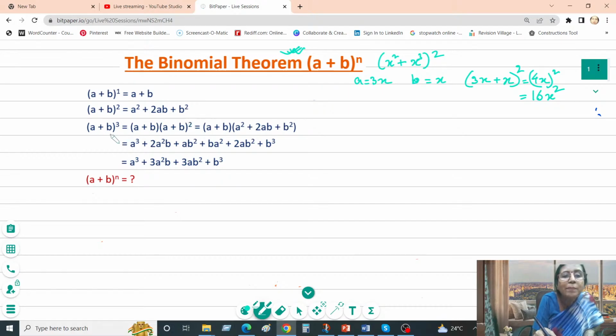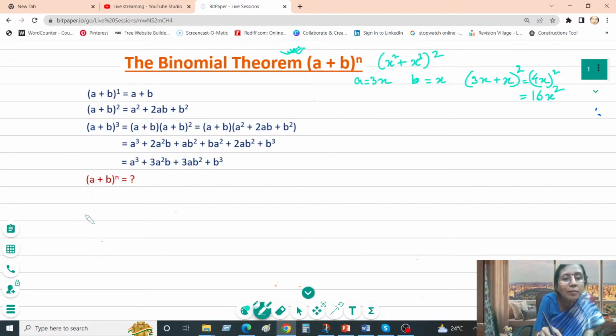When a plus b is raised to the power of 3, that means the n value is 3. You see the number of terms that we are getting is 4. That means always the number of terms that we will be getting in the final expression should be 1 more than the value of n. This is very important. Okay.